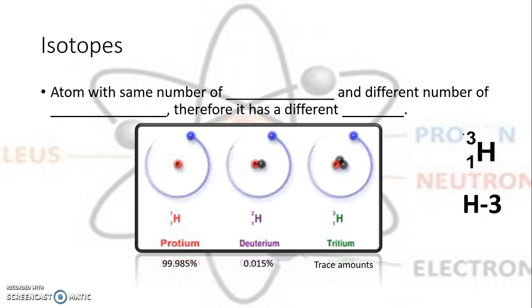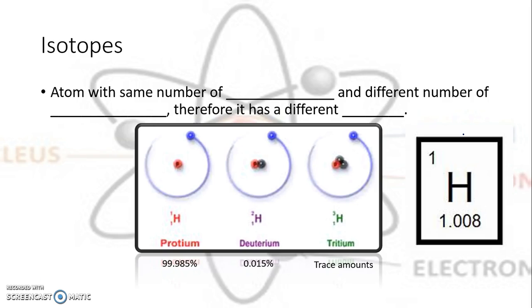Then you can also represent it by doing hyphen notation, which would be H-3 to represent tritium. If it was deuterium, we would do H-2. And if it was protium, we would do H-1. And when you're talking about isotopes, you do have to show the mass number, because the mass number determines which isotope you have, and they're all just slightly different. So when we're asking for isotopes, you do have to actually show what your mass number is.